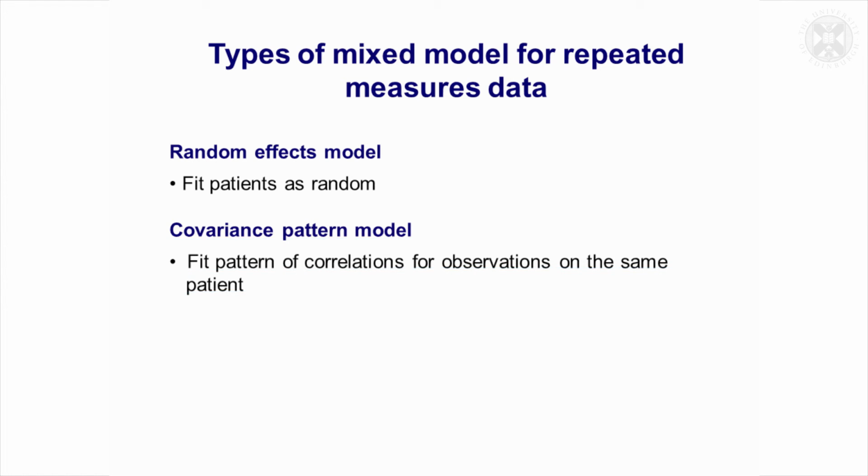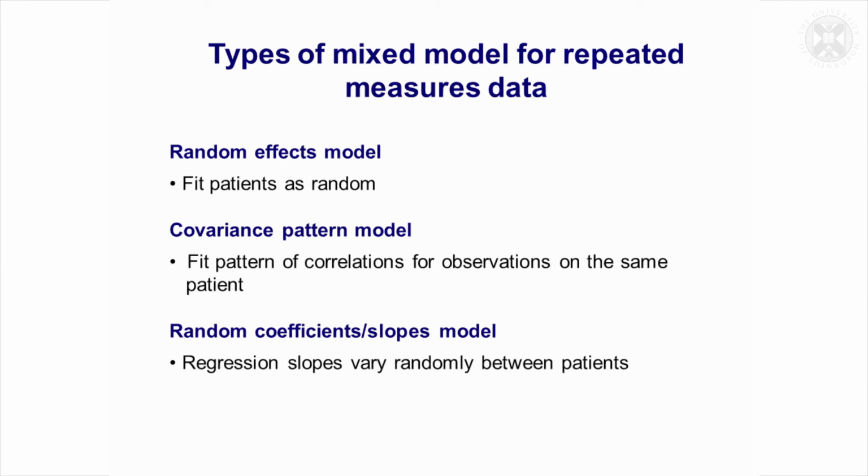And a completely different approach, which is still a mixed model, which may be useful if you're more interested in the relationship over time rather than analysing individual time points, is what I've called a random coefficients, or sometimes it's called a random slopes model, and that concentrates on allowing regression slopes or even curves to vary randomly between the patients or the units. So we'll look at those a bit. So that offers an alternative approach to analysis.